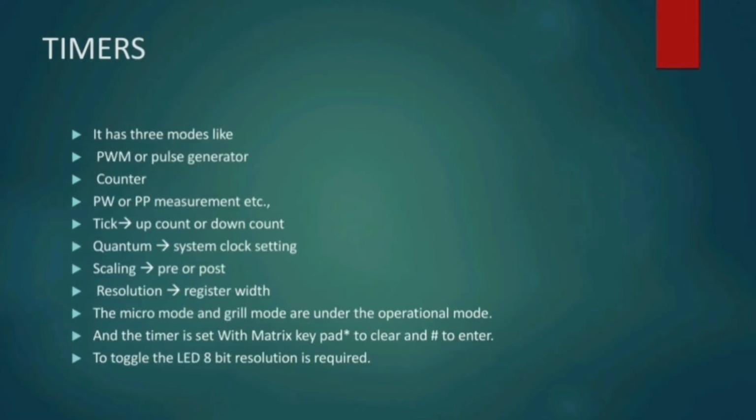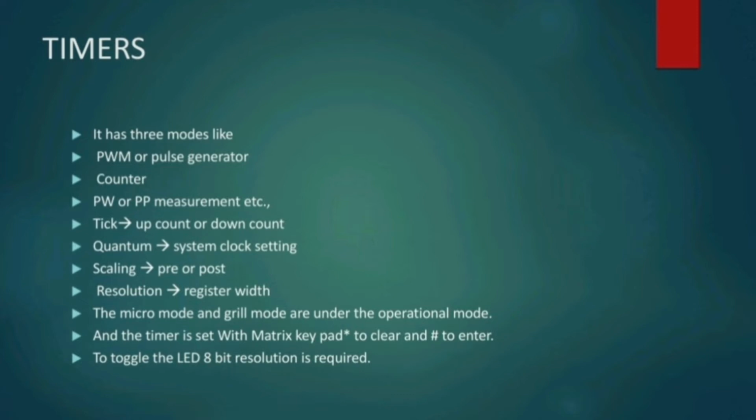Timers have 3 modes: PWM or pulse generation, counter, and PW or PP measurement. Tick means up count or down count. Quantum means system clock settings. Scaling means pre and post settings. Resolution is the register width. The microwave mode or grill mode is the operation mode, and the timer is set with the matrix keypad. Star to clear and hash to enter.